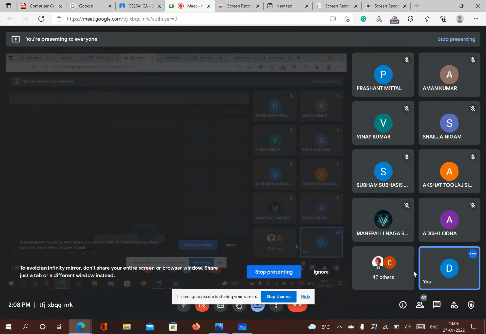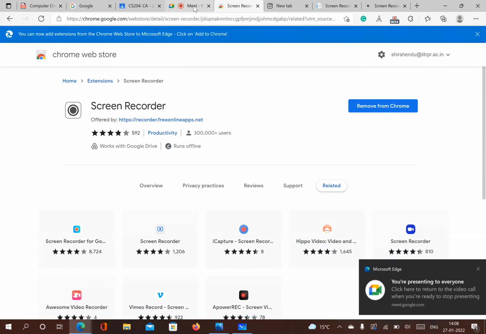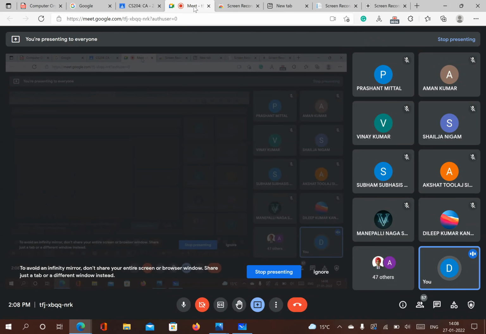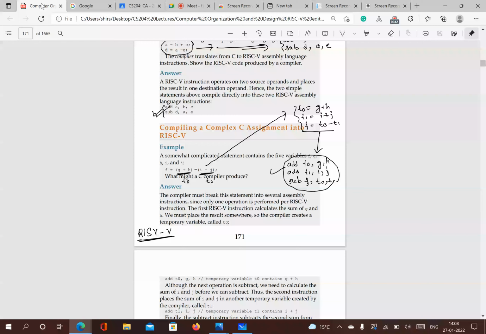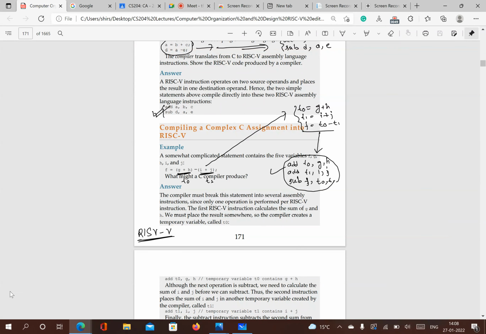Okay, I have installed the extension and I'm recording it. I hope it will record properly. So let us start with today's lecture. Most probably, Google has changed some setting, and we have to change some setting. Most probably, from next class, it will work properly. So let's see. Today, we'll just continue with this screen recording.